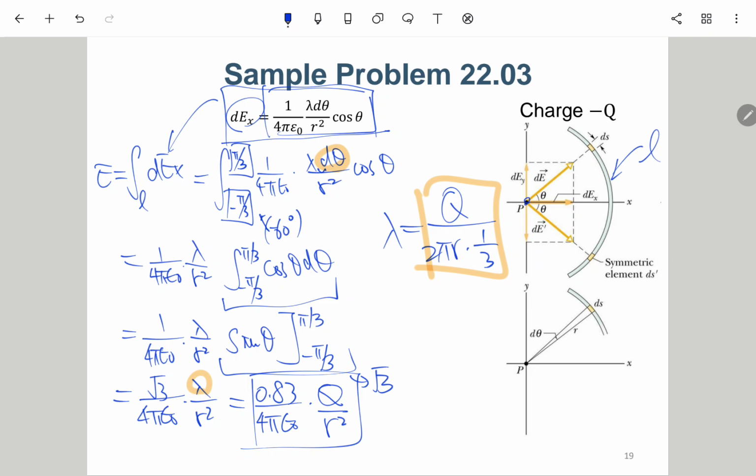And of course, it will be smaller than the previous case, because we only have an arc of 120 degrees. But it's not that small yet, because if it's a full ring, for the center point all the E field will be cancelled. So for this case, with a 120 degree arc, the magnitude of the E field at the center point will be something like this.